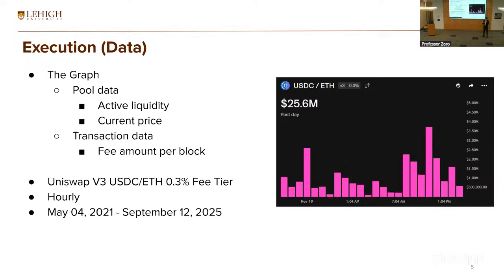And I have hourly price data for this, for the entire length of the contract up until when I started the project. The contract began on May 4th, so that's when I pulled data from. So not the longest span of time, but enough that we were able to get an initial backtest on it.